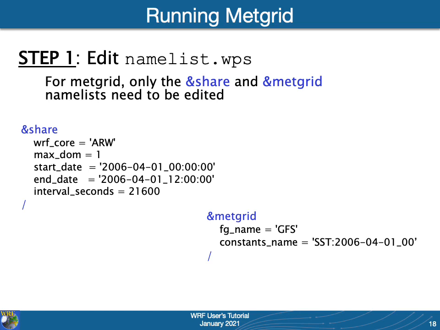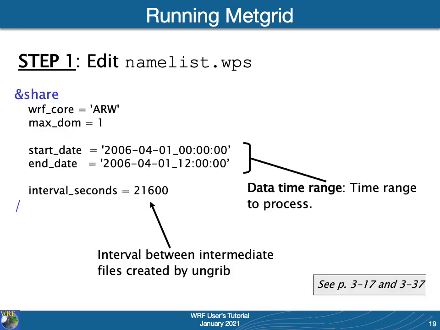Just like with the other WPS main programs, we need to edit the namelist.wps file, and this time we're going to edit the shared namelist group and the Metgrid namelist group. In the shared namelist group, there are 5 variables that we need to set. However, it's very likely that these variables were already set when we ran the GeoGrid program and ungrib programs.